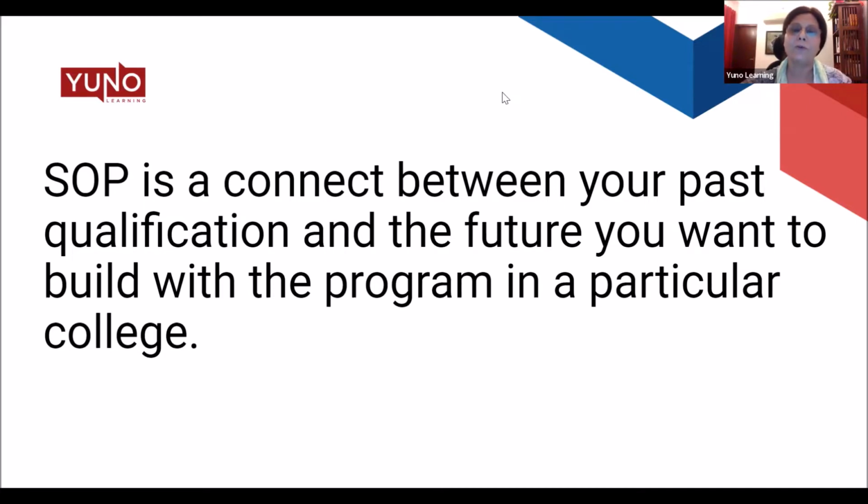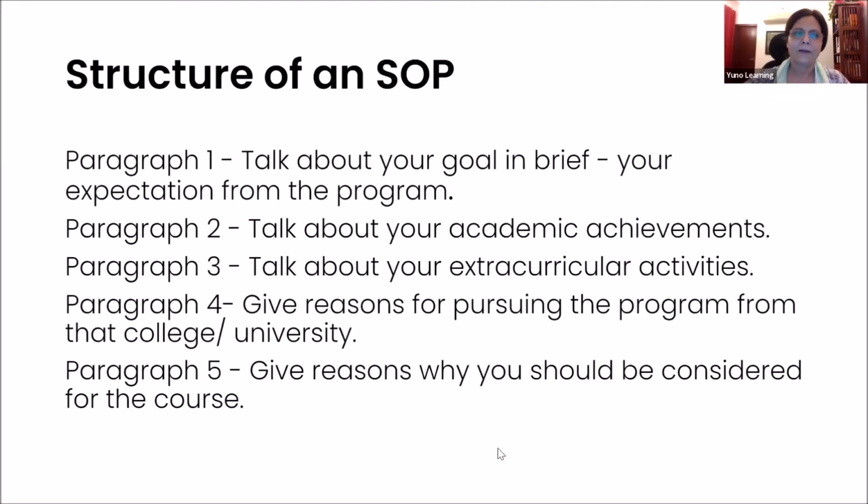What would you like to do after that? Would you like to take up a job? Would you like to do some research study? Would you like to maybe do your MS after that? What is it that you are planning to do after finishing that program, right? So it's a connect between your past qualification and the future you want to build with a program in a particular college. So in the first paragraph, you write down about your goal in brief.